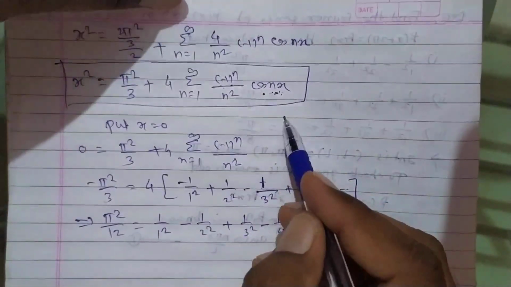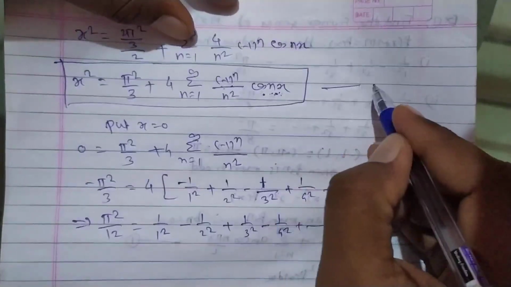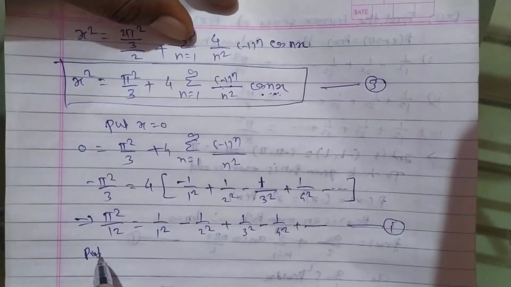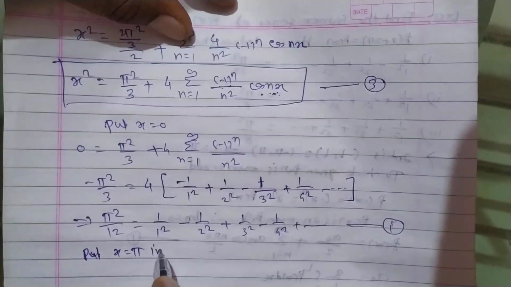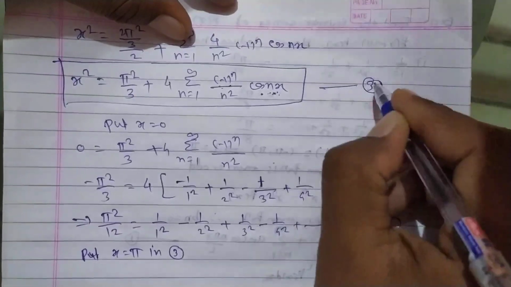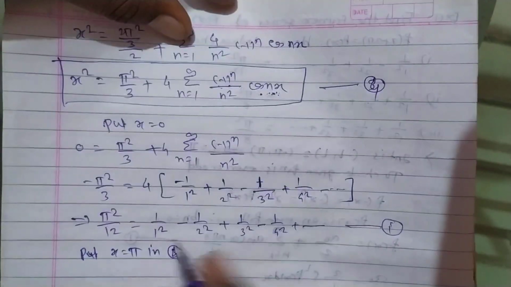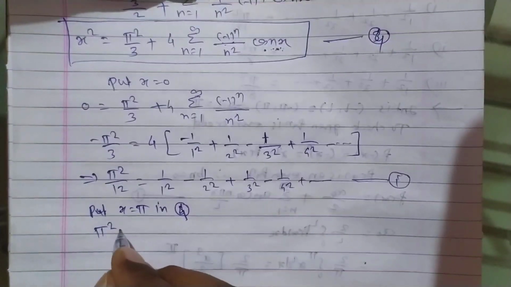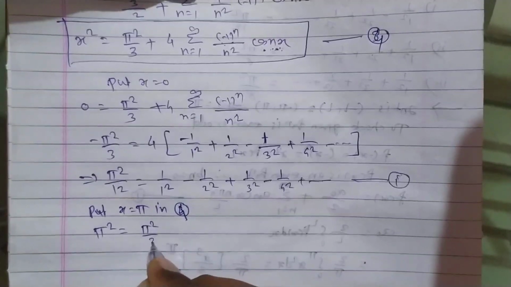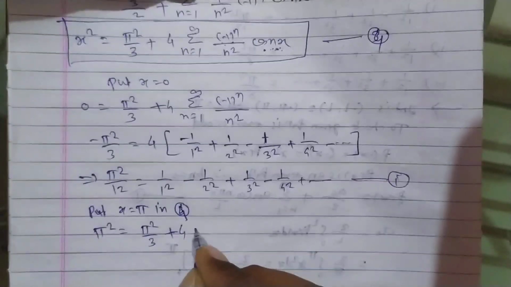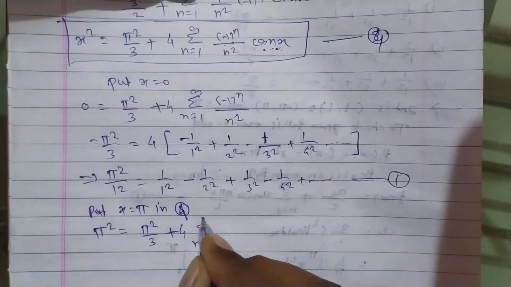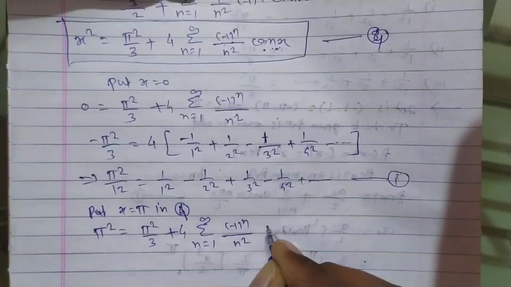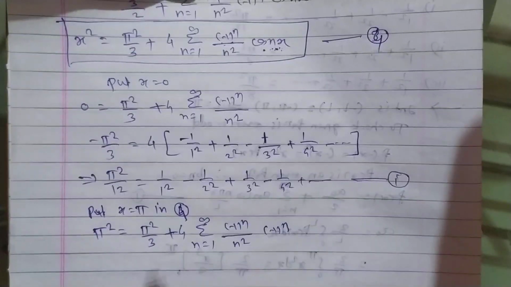So for the second condition we have to put x equal to pi in equation 4. If you put x equal to pi in equation 4, then equation 4 becomes pi square is equal to pi square by 3 plus 4 times summation of n varies from 1 to infinity minus 1 raised to n upon n square into cos n pi. And what is the value of cos n pi? That is minus 1 raised to n.